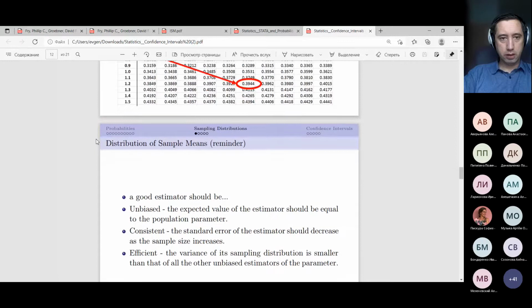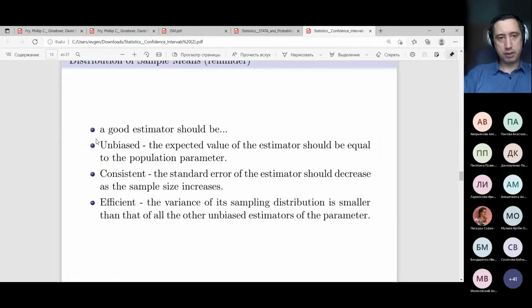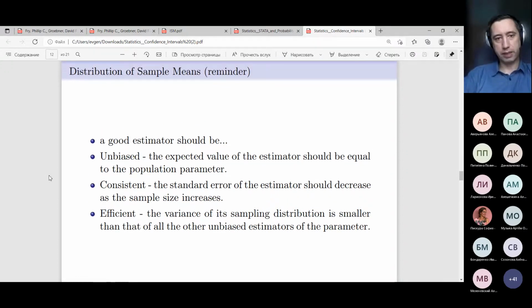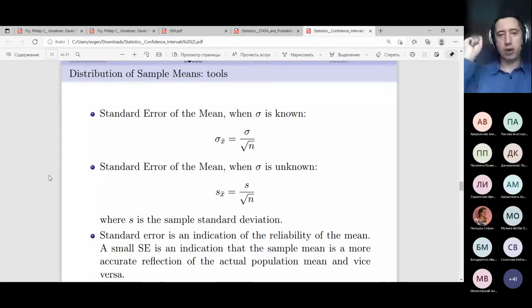Good. So from the last lecture, I explained that a good estimator, i.e. the average, should be unbiased, consistent, and efficient. But how can we measure whether our estimator is good? So there are three philosophical concepts: unbiased, consistent, efficient estimator. But statistics isn't philosophy. Statistics is about numbers. And how can we use numbers to explain whether our estimator is good or bad? What does it mean, good estimator or bad estimator?